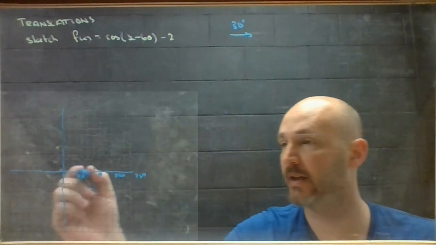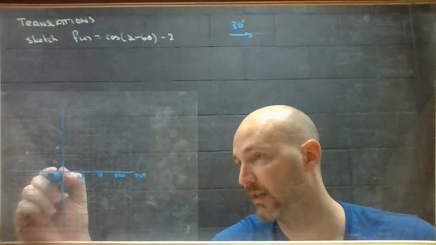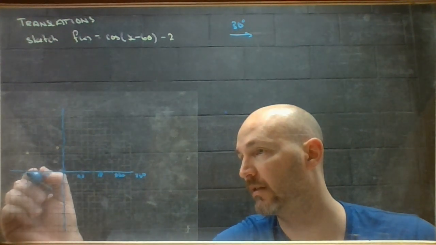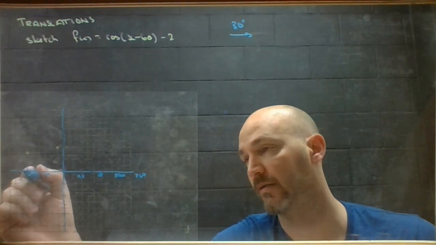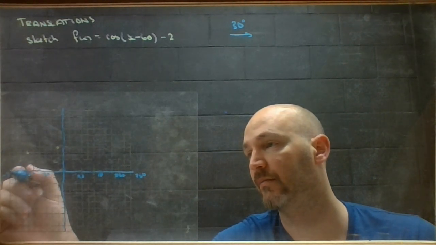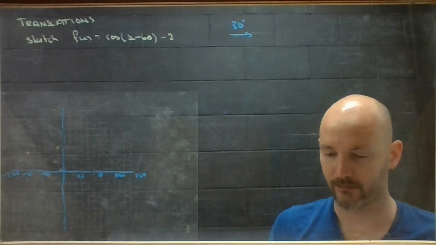And if I go the other way, negative 30, negative 60, negative 90, negative 120, negative 150, negative 180, negative 210, negative 240, negative 270, etc. Okay.